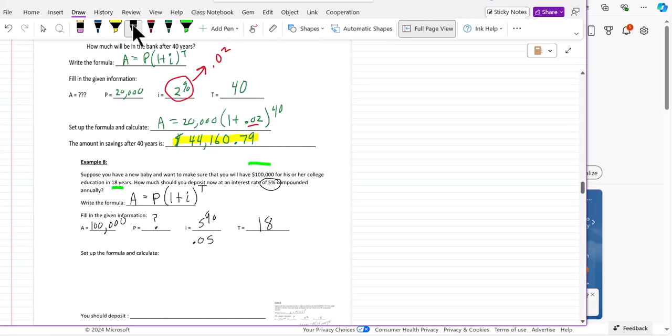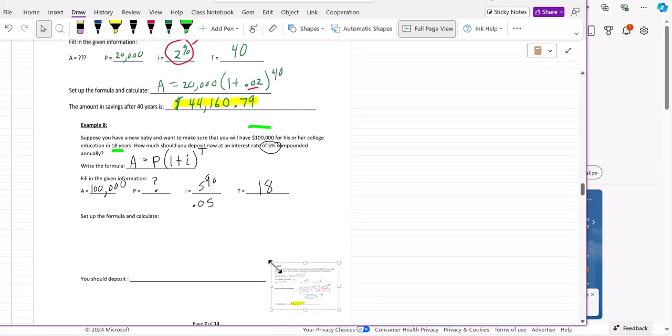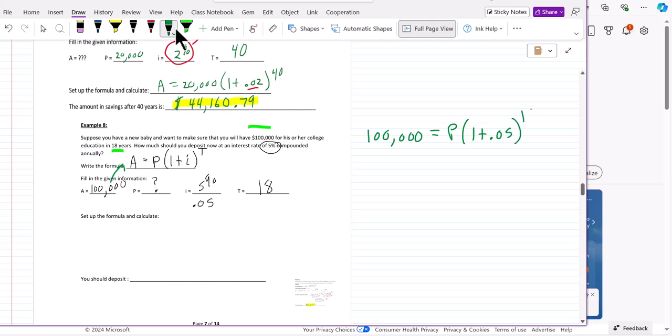Now, let me show you what you're going to do. We're going to set up the formula. We have to do a little algebra, but it's pretty basic algebra. It doesn't have too much involved in it. When you put it into your formula, you're going to put the 100,000 in for A. You're going to leave the principal as P because you're trying to find P. Then you'll have (1 plus the interest, 0.05) to the 18th power. So you have to know how to get everything set up.